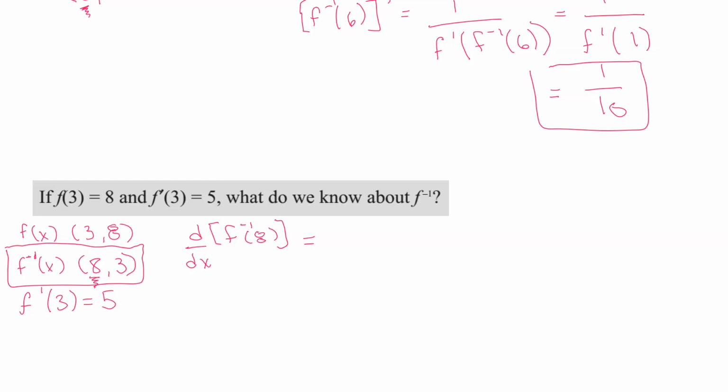Using our definition, I've got 1 over f prime, right, with my inverse on the inside. We're looking at 8, our input for that inverse. So I've got 1 over f prime, and the inverse's value at 8 is 3, and we're given f prime of 3 is 5.